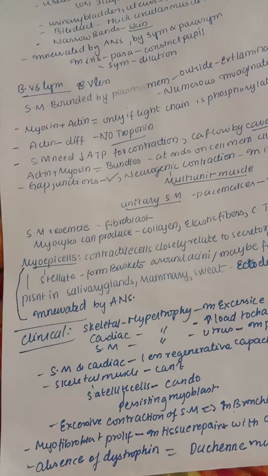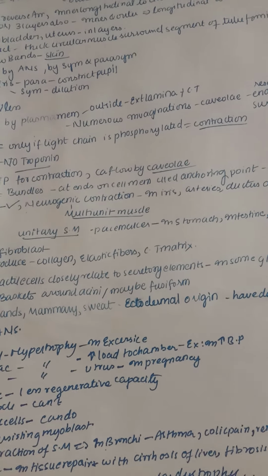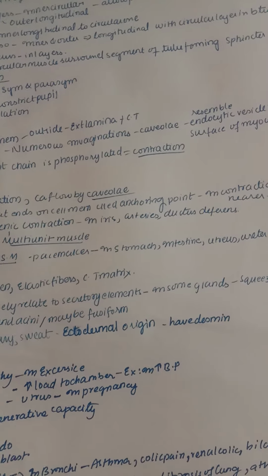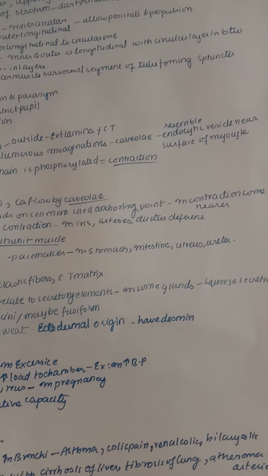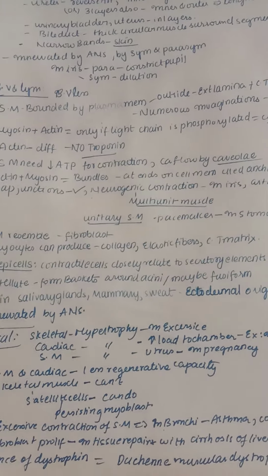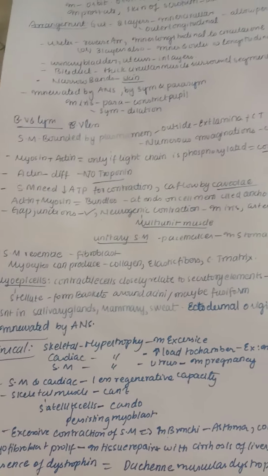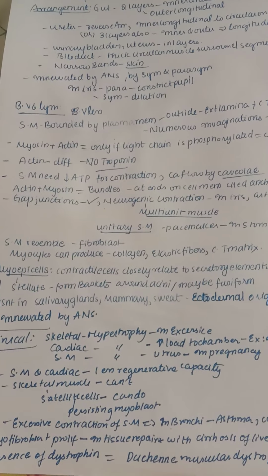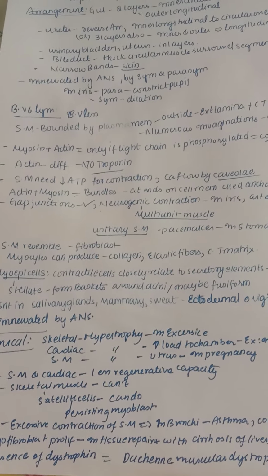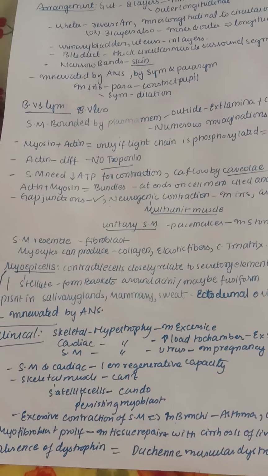The smooth muscle is bounded by a plasma membrane. Outside it has an external lamina associated with connective tissue, and there are numerous invaginations known as caveolae, which resemble endocytic vesicles near the surface of the myocyte. Myosin and actin come together only if the light chain is phosphorylated, which leads to contraction in smooth muscle. The actin is different, there is no troponin in smooth muscle, and smooth muscle needs less ATP for contraction, and calcium can flow through caveolae.